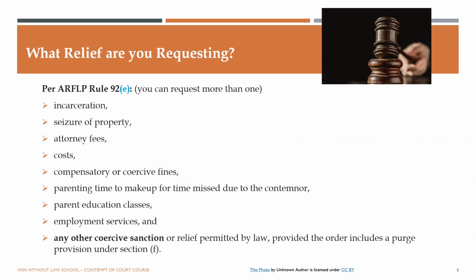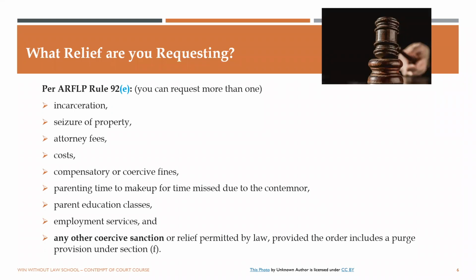But if you're going to court on a contempt case and you have an attorney or you've incurred other costs, you're likely going to want more relief than just getting your costs compensated. If you're going through all of this hoopla of putting together your petition, filing it, preparing for a hearing, you're likely wanting some sort of relief beyond just being compensated for attorney's fees and costs. Parenting time can be ordered if you've lost parenting time because the other side violated a parenting time order and took your time. Parent education classes can be ordered, employment services, and any other coercive sanction permitted by law.